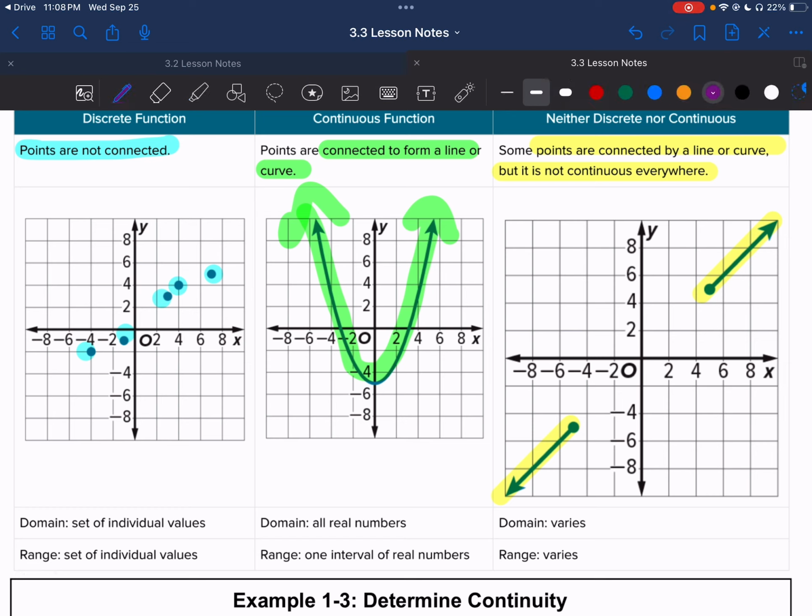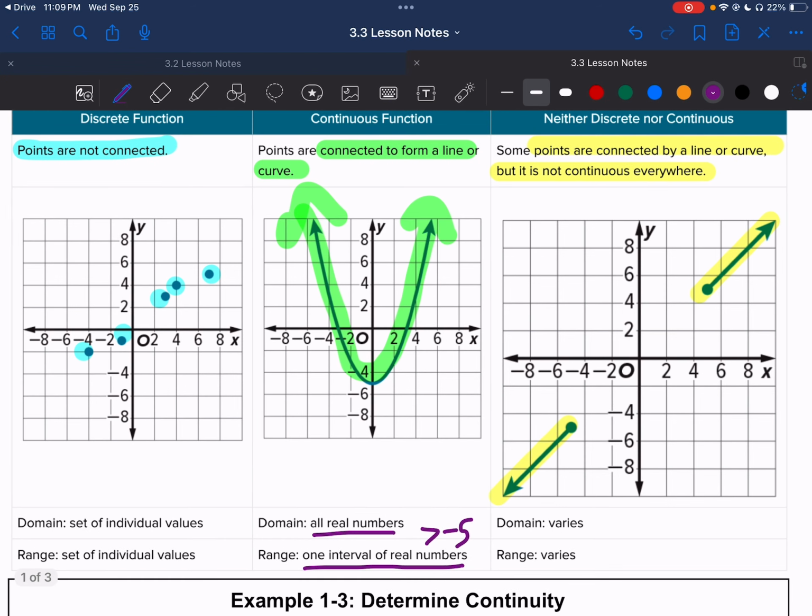When it is a continuous function, your domain is going to be all real numbers, and your range is one interval of real numbers. So for example, in this one, the range would be greater than -5, because all of our values are going to be higher than -5 on our graph. Because that's our lowest point. Everything else will be above it.